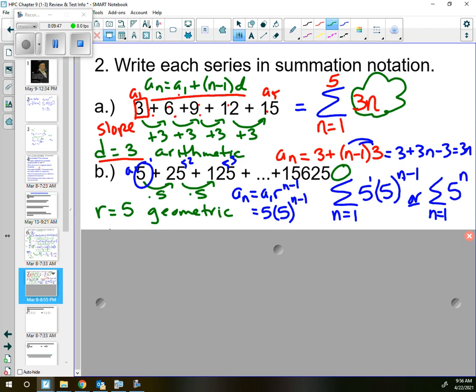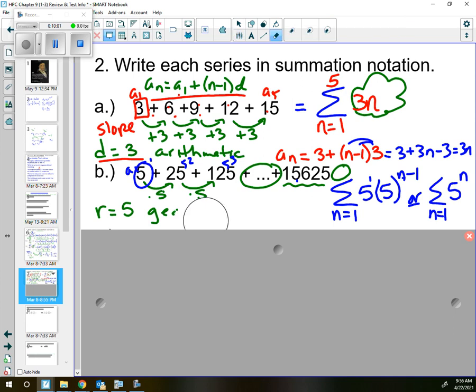How are we going to figure out the number on top? Well, we know what the last term is supposed to be. We know it's supposed to be 15,625. The problem is this little dot, dot, dot in the middle. They didn't show us the whole series, right? So we're going to have to figure out what number that 15,625 is. So let's think about some ways you could do that.